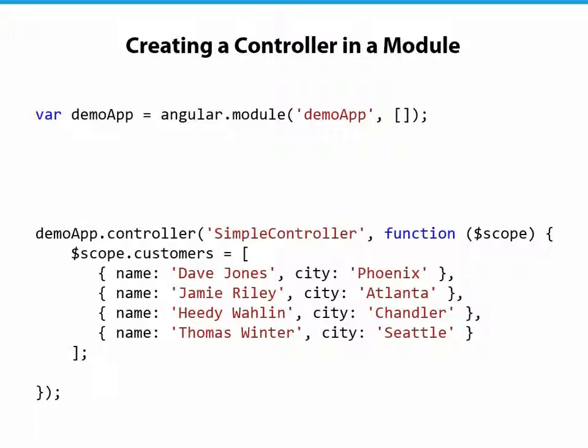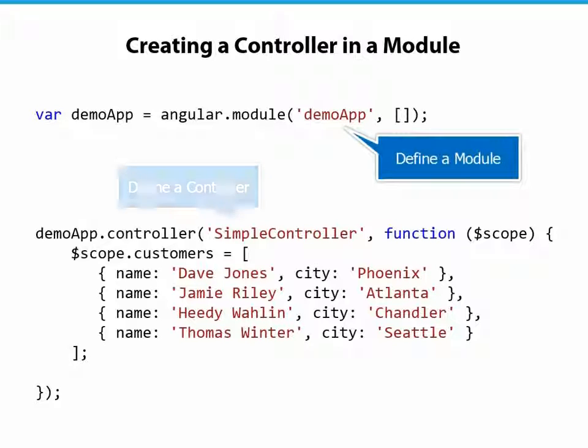And this is the more, I'd say, official way to create a controller. So you'll notice up top we have our demo app, and we just create that the same way. In this case, we're saying it has no dependencies, empty array. Now, what we're going to do with that module, though, is we're going to use it to define a controller. And we're going to call this, as it shows, simple controller. And notice that I just have an anonymous function here nested inside.